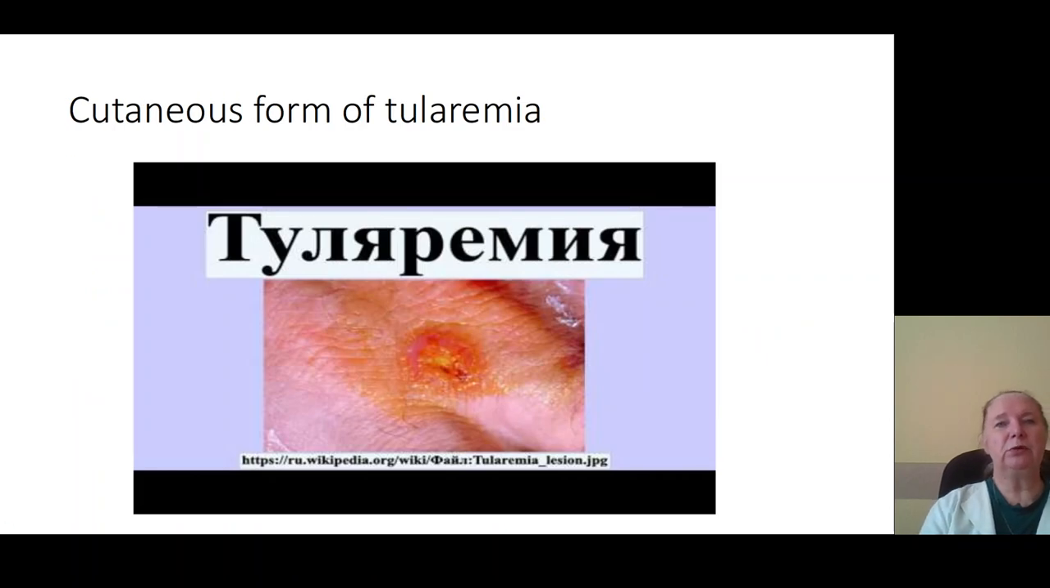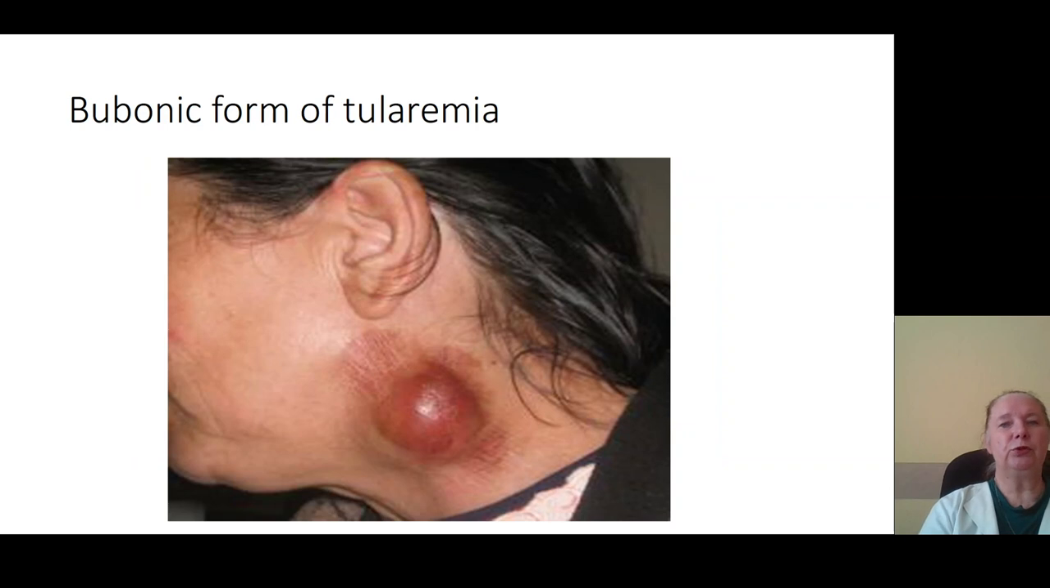You see cutaneous forms of tularemia. You see formation of spot, papule, vesicle, ulcer. Formation of buboes on regional lymphatic nodes. You see infiltration of buboes in regional lymphatic nodes. Sometimes formation of destruction and purulent exudation from buboes.